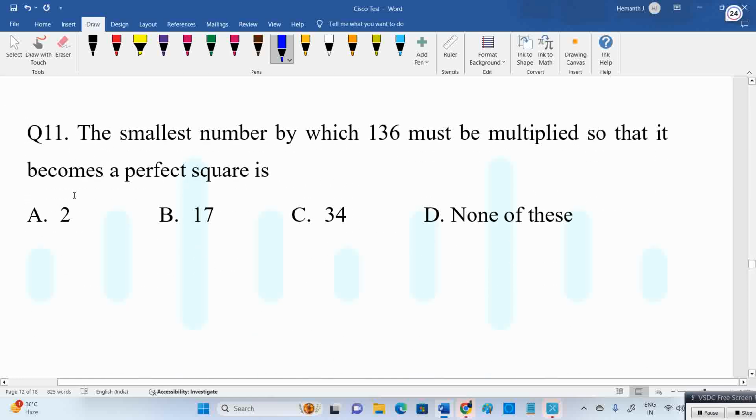The smallest number by which 136 must be multiplied so that it becomes a perfect square. We want a perfect square, with what number? Smallest number to be multiplied.